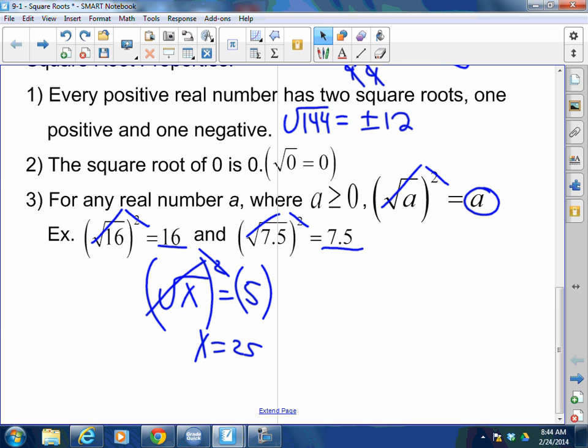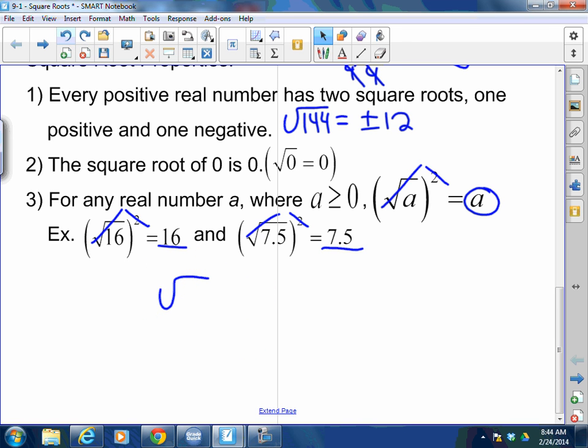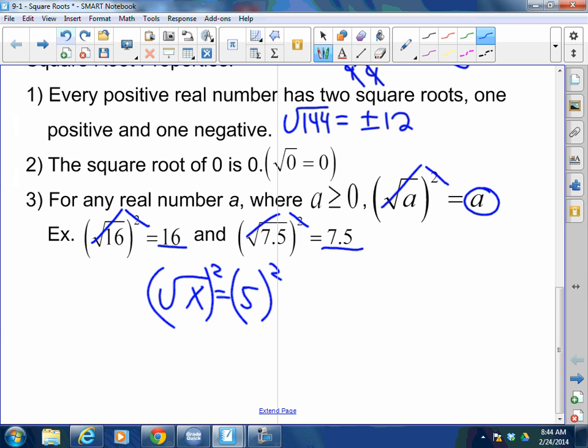Sir? Why does it equal 25 and not 5? Okay. Why does it equal 25 and not 5? Let's talk about this. Thank you, sir. I had the square root of x equals 5. I got to square both sides. I may have made a mistake, and that's 25. If I made a mistake, I apologize. Thank you, sir. Does that make sense, boys?